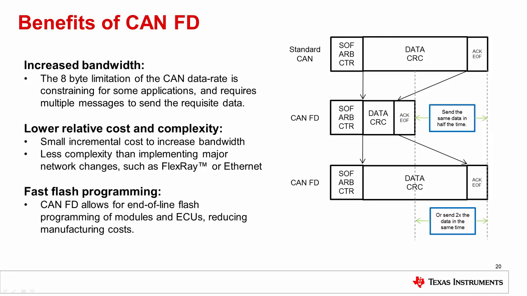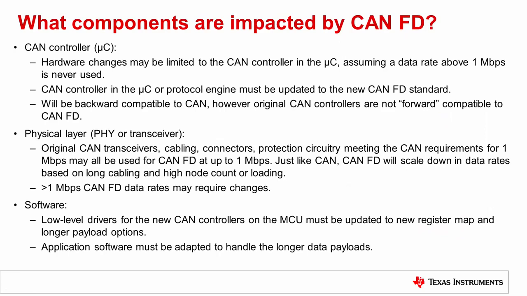It also has lower relative cost and complexity. With a small incremental cost to increase bandwidth and less complexity than implementing major network changes such as FlexRay or Ethernet. Fast flash programming. CAN-FD also allows for fast end-of-the-line flash programming of modules and ECUs, reducing manufacturing costs.